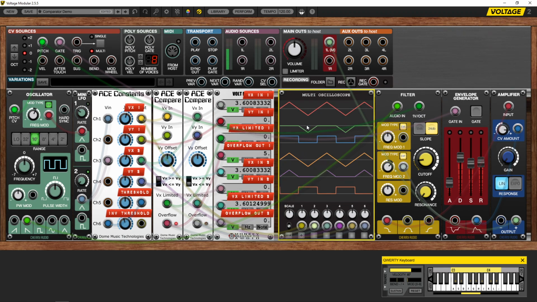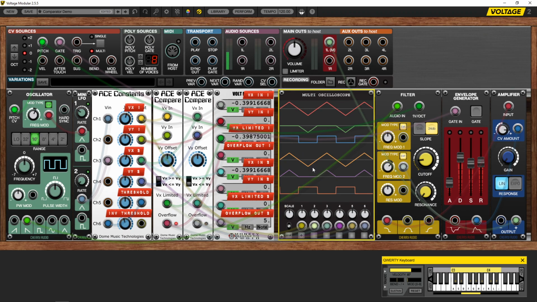goes below 0 volts, then this comparator, because the condition is Vx is greater than or equal to Vy, passes through the negative half of the cycle and the overflow signal goes high when it's being limited at 0 volts in the positive half of the input cycle.